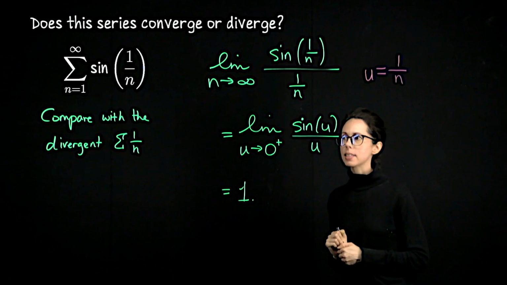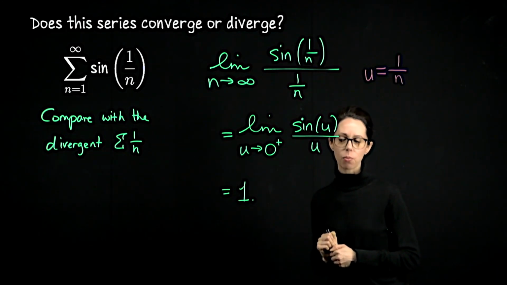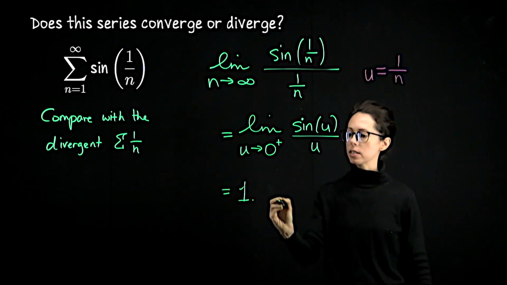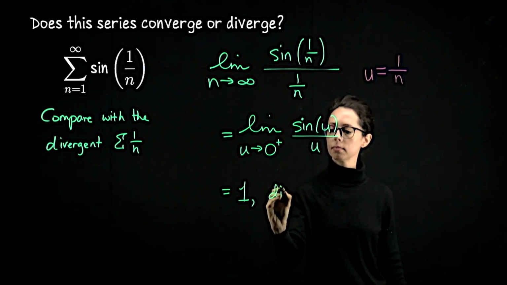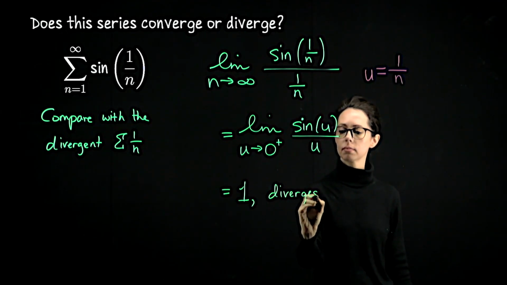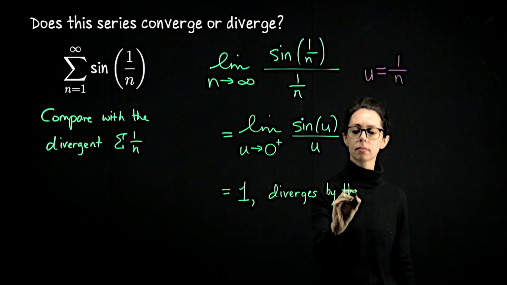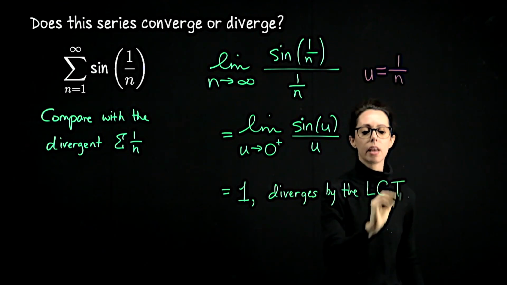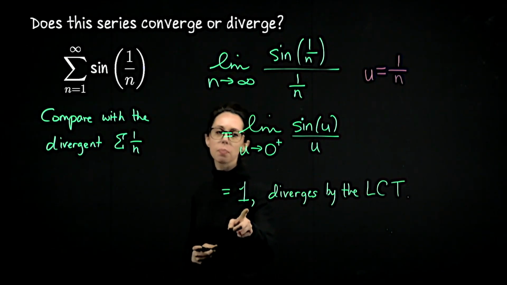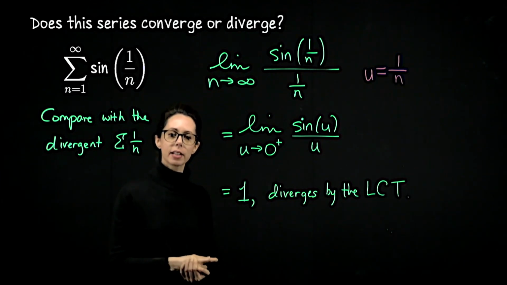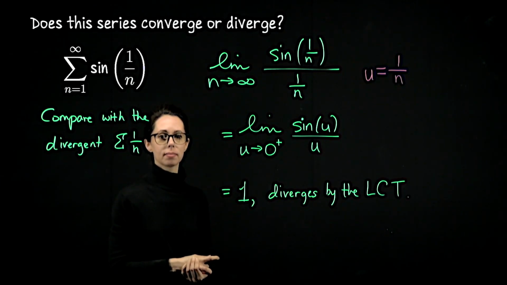So what we can say is that the series whose terms look like sine of 1 over n diverges by the LCT, because we were able to successfully compare it to the divergent harmonic series with terms 1 over n.